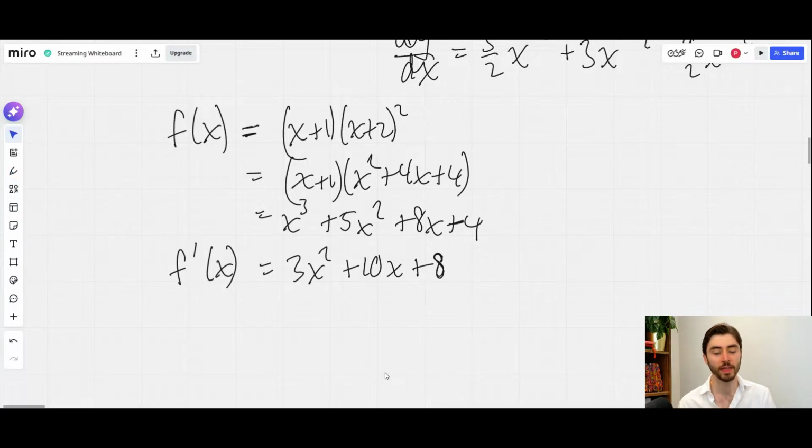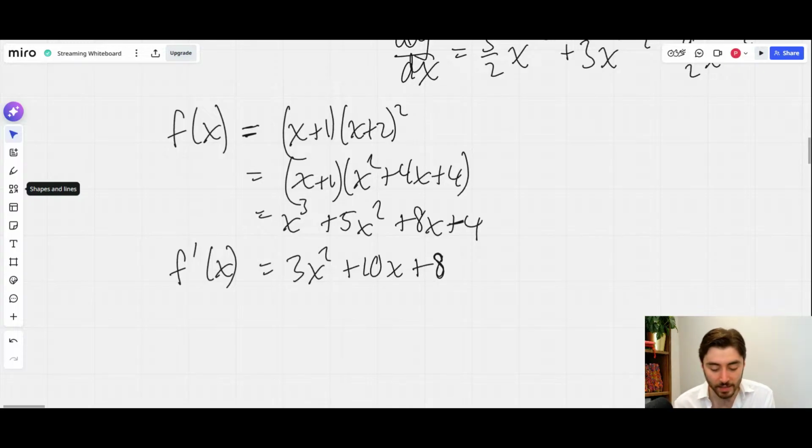Okay, so that's how we differentiate. That's the skill of differentiation when it looks like y and when it looks like f of x. So let's talk now about what it means. What is the point of doing this operation?